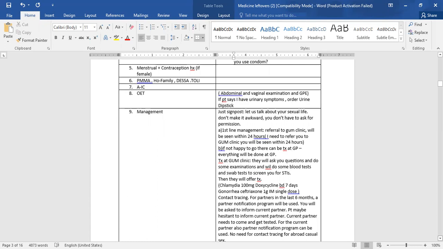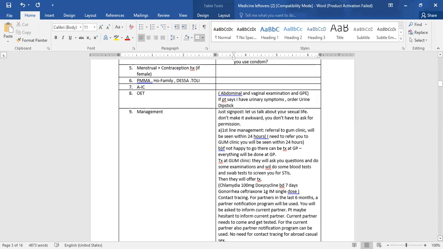For this, what I need to do is refer you to the genitourinary clinic and you will be seen within 24 hours. So in the management for STI, there is a rule that you have to mention that you are going to refer the patient to the genitourinary clinic and they will be seen within 24 hours. And then afterwards, you have to ask the patient, is that okay for you? If he or she says okay, then explain what the people in the genitourinary clinic will do. You have to explain that.